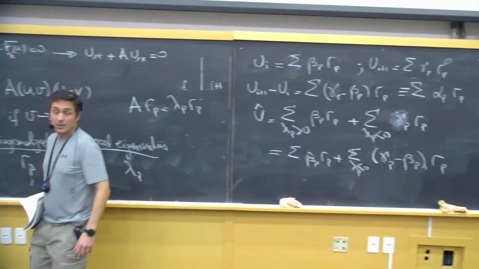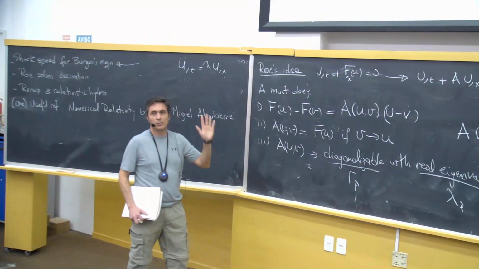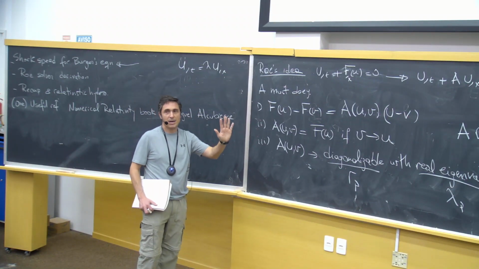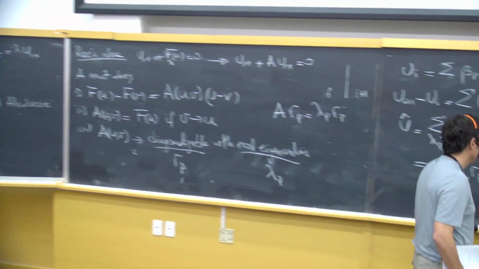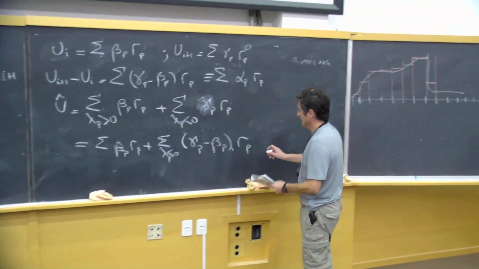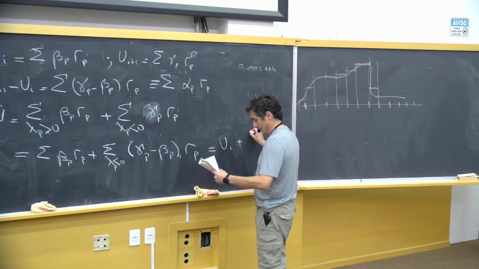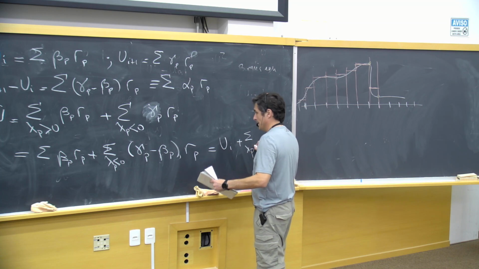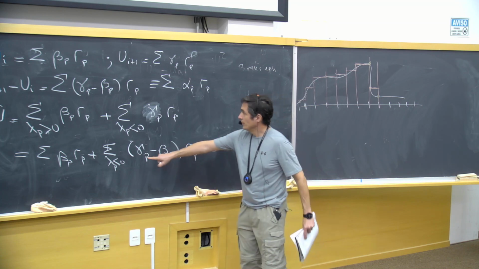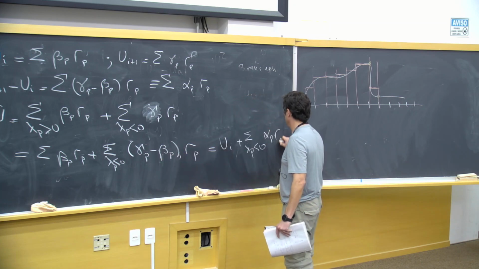We don't care about the signs that have eigenvalue 0, because in the end they're going to be multiplied by 0 and they don't contribute. So we can include them or not, it won't change anything. So then this turns out to be UI plus the sum over lambda p less than 0. And we already had a special name for gamma minus beta. That's alpha p RP.